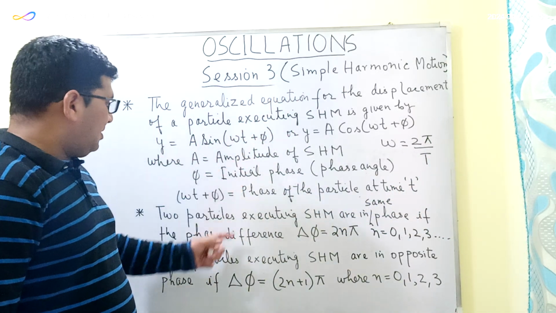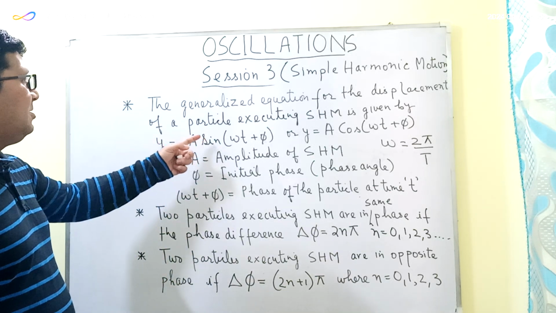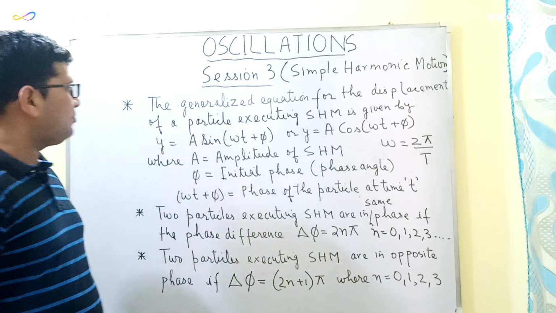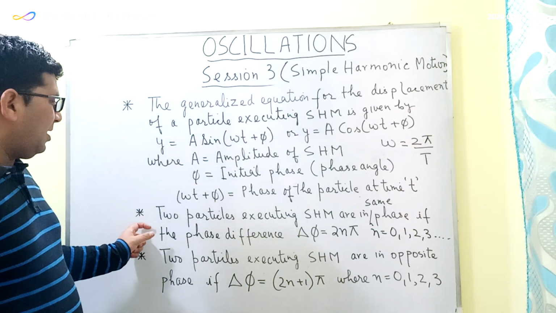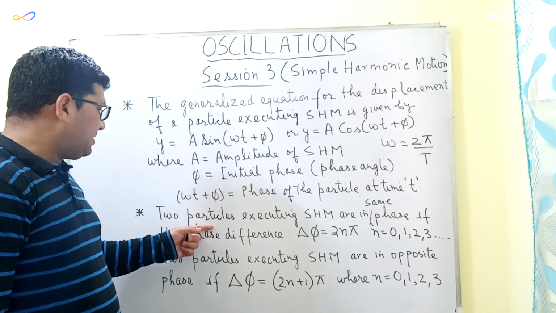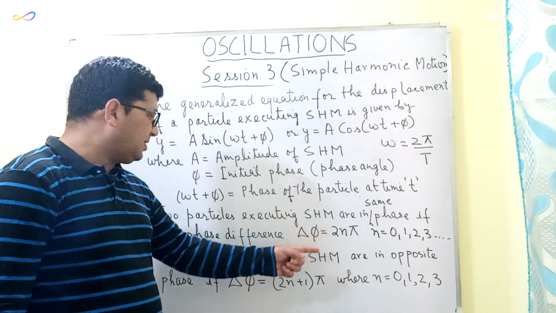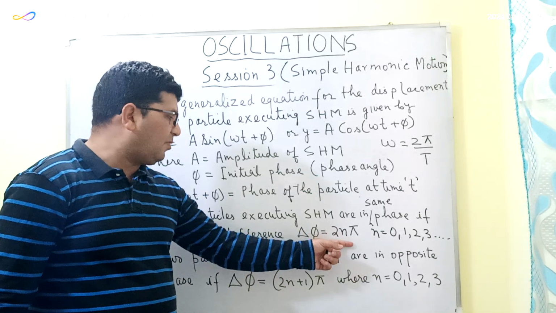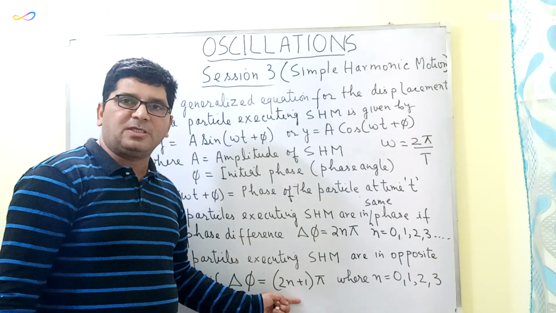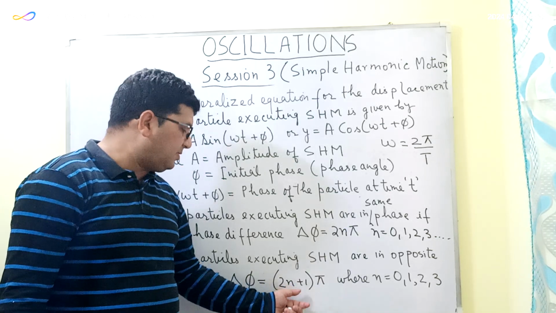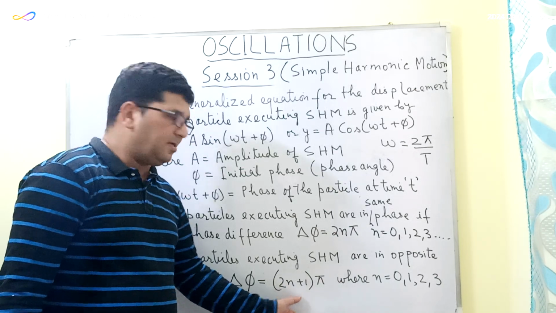So this is a short description about the generalized equation for the displacement of the particle executing simple harmonic motion, and a very short description about the two particles which are in phase or in opposite phase. If they are in phase, then the phase difference is an even multiple of π, and if they are in opposite phase, then the phase difference is equal to (2n + 1)π, which is an odd multiple of π.